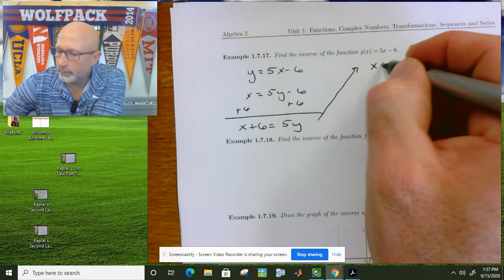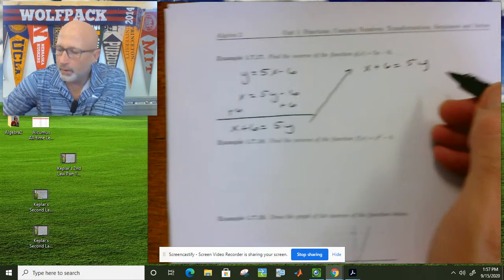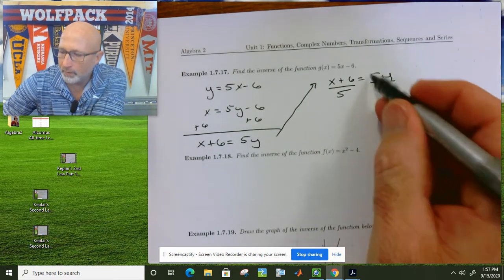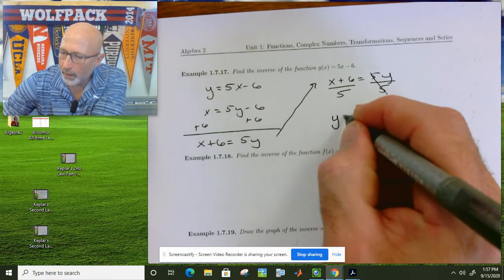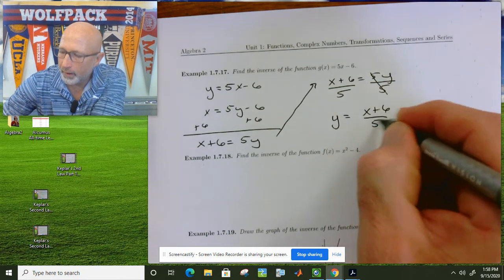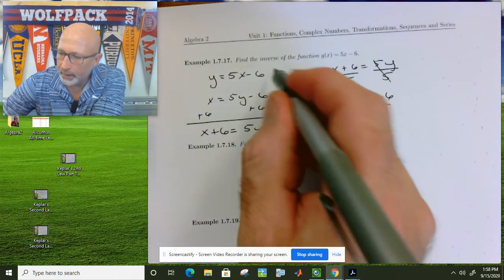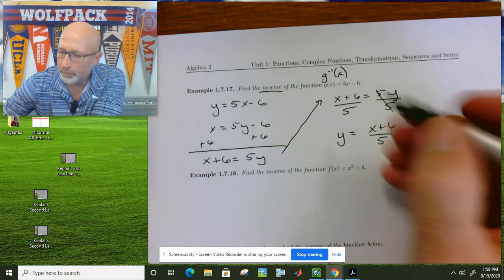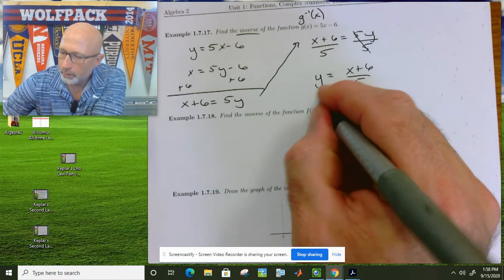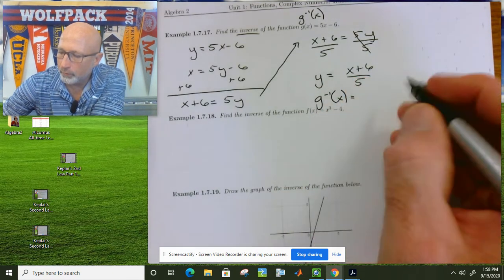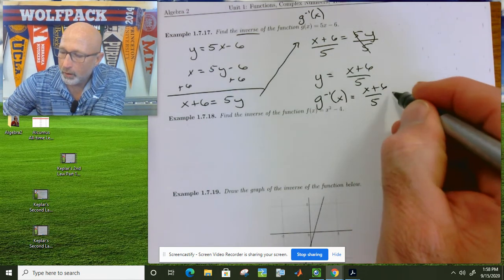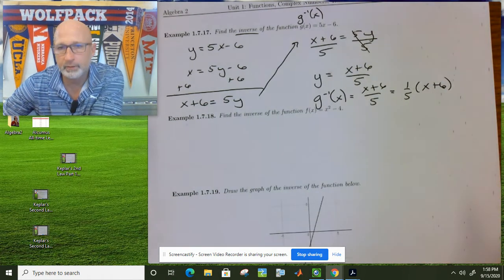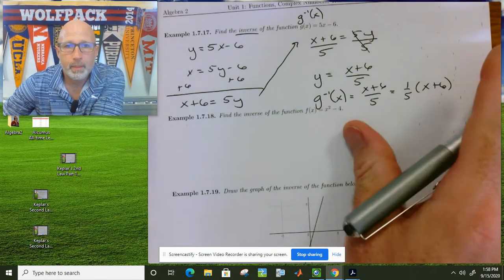I'm just going to rewrite it up here. So x plus 6 is equal to 5y. Then you get rid of the 5, so divide both sides by 5. I'm going to switch them around because I don't like to have the y on the opposite side. So y is equal to x plus 6 all over 5. And remember, the last step for the inverse is you have to put g -1 of x. If it's g, then the inverse is g -1. So g -1 of x is equal to x plus 6 all over 5. You could also rewrite this as 1/5 x plus 6/5. Either one of those would be the same answer.